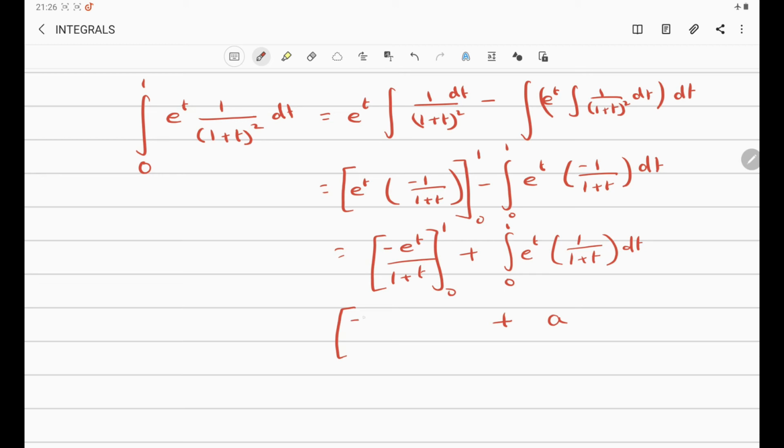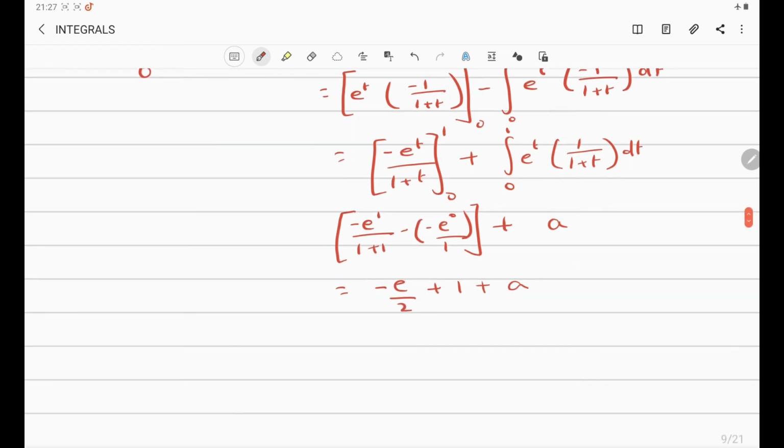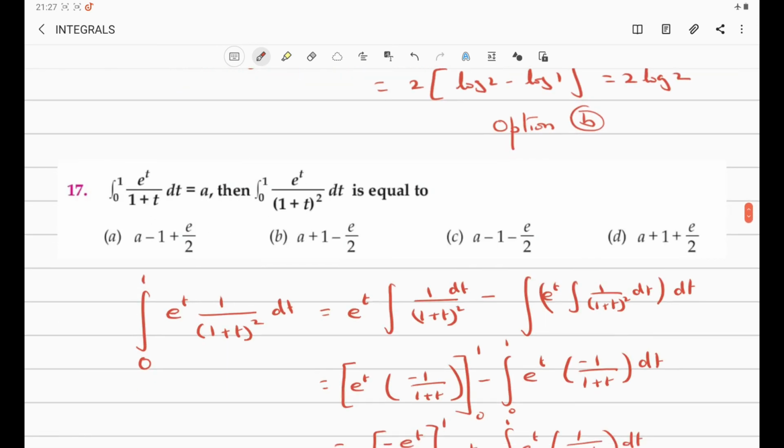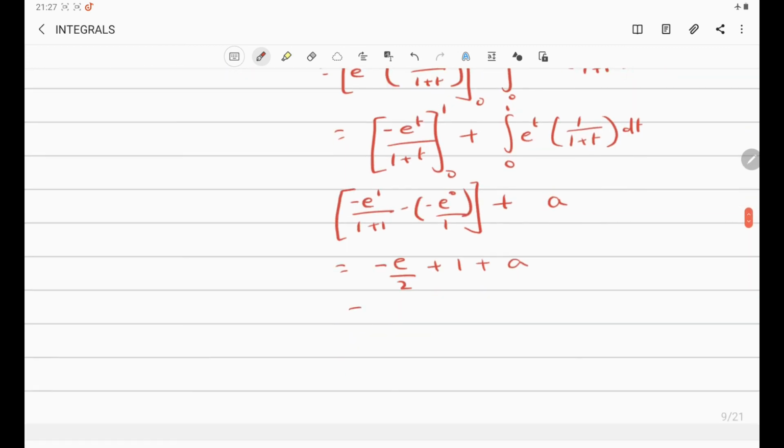Substituting the upper limit, we get minus e power 1 by 1 plus 1, minus e power 0 by 1 plus 0, which is 1. So we get minus e by 2, minus into minus plus, e power 0 is 1, plus a. So the right option is a plus 1 minus e by 2. A plus 1 minus e by 2 is option B.